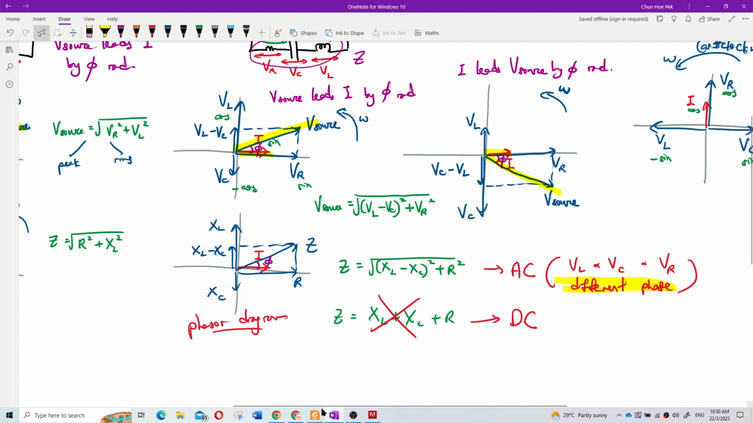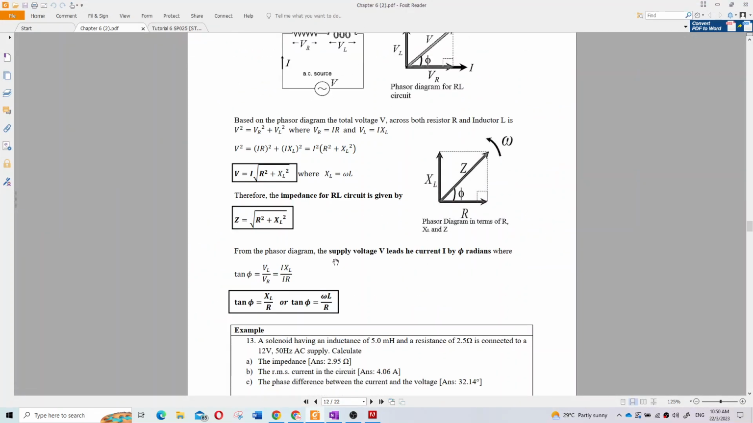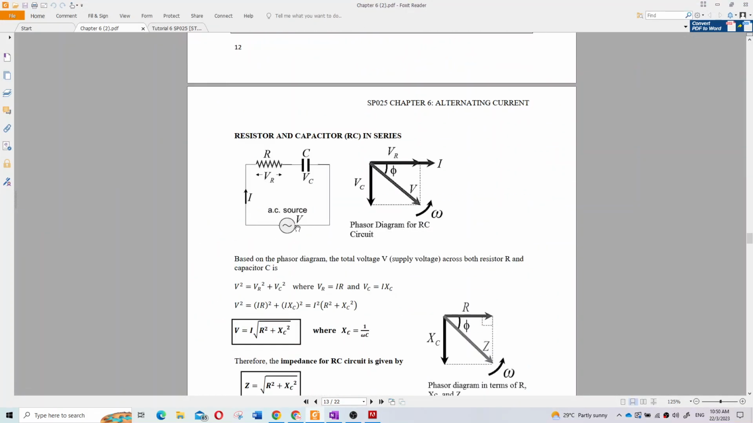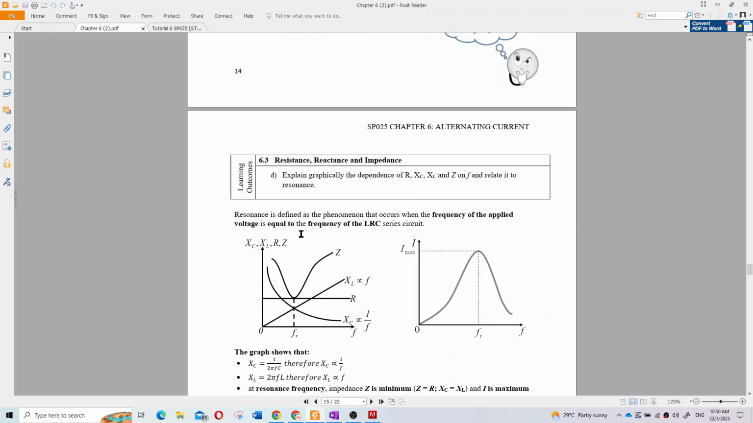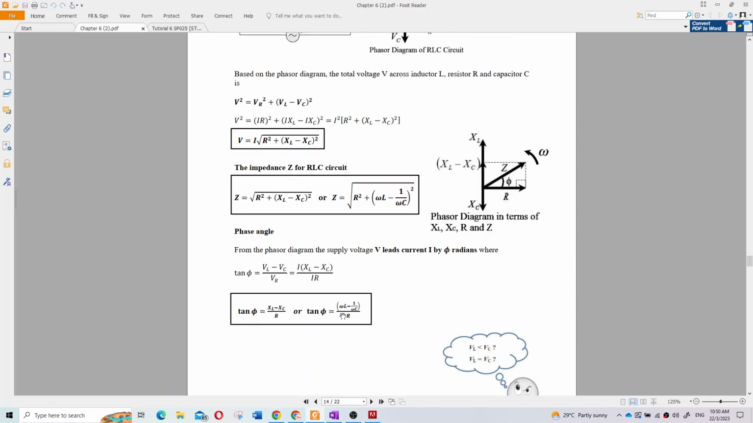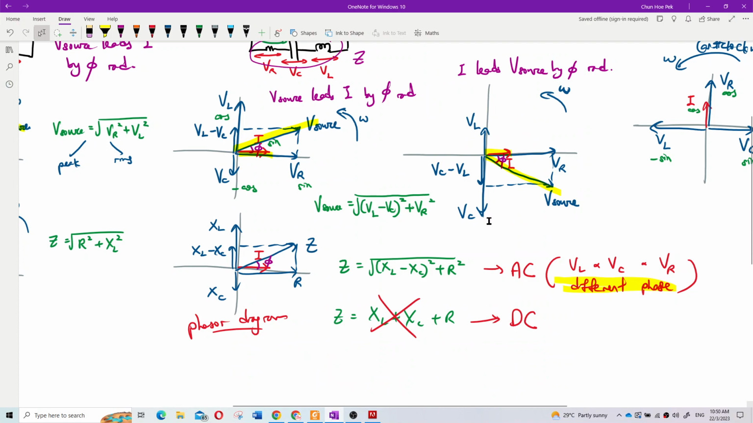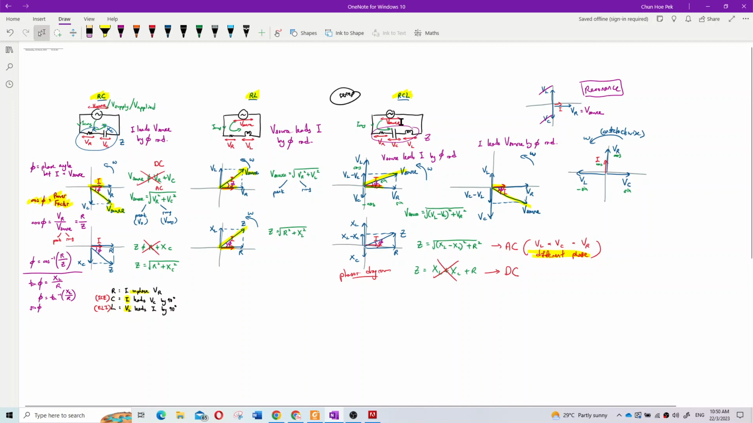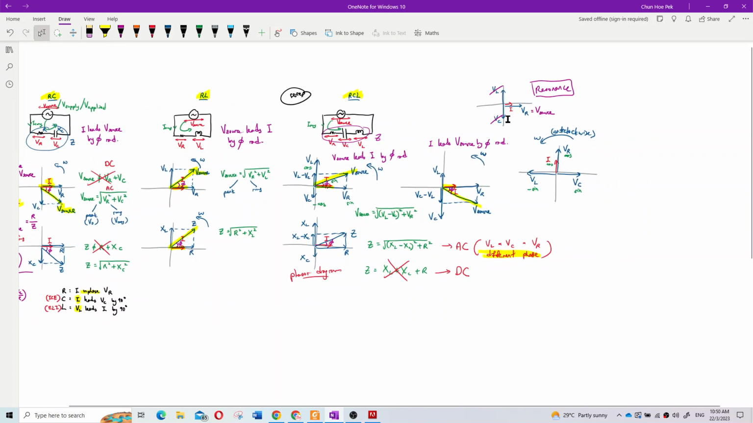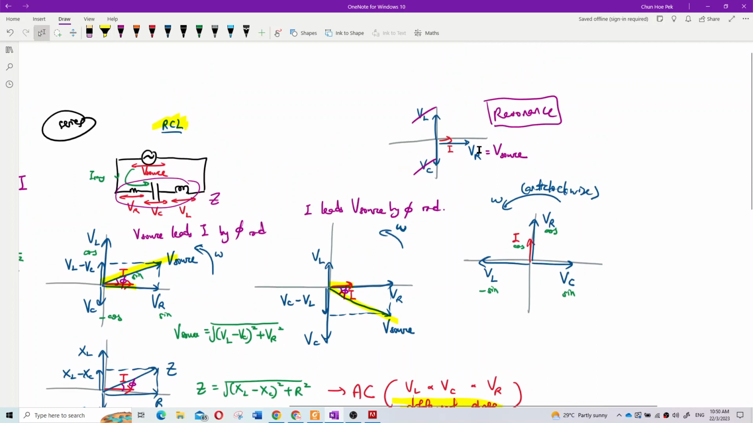Okay. Anything else? You understand? So I taught you everything already, starting from here. 6.3 I haven't done; I've done 6.2. I finished teaching the difference between RCL and RCL. So this RCL can have two cases. It can either be V source leads current, or current leads V source. If VL and VC are the same, then it is in phase.